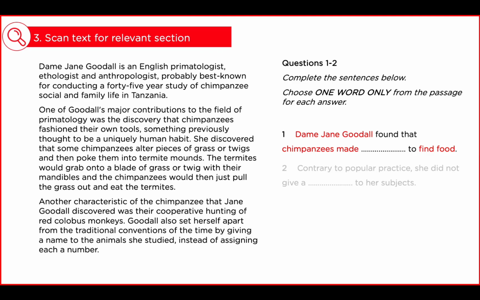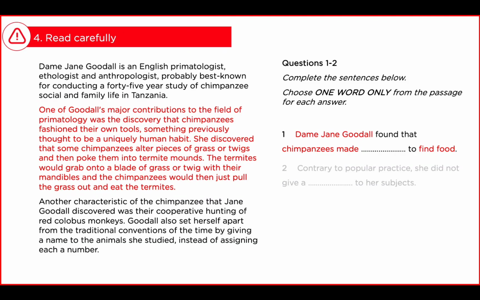So look for those words. Dame Jane Goodall, chimpanzees, food. It could be in a few different places. Here we go. So it starts with Dame Jane Goodall, mentions her again down here. Chimpanzees, fashioned, they made. And here, something about food, eat the termites. Step 4, we need to read carefully.